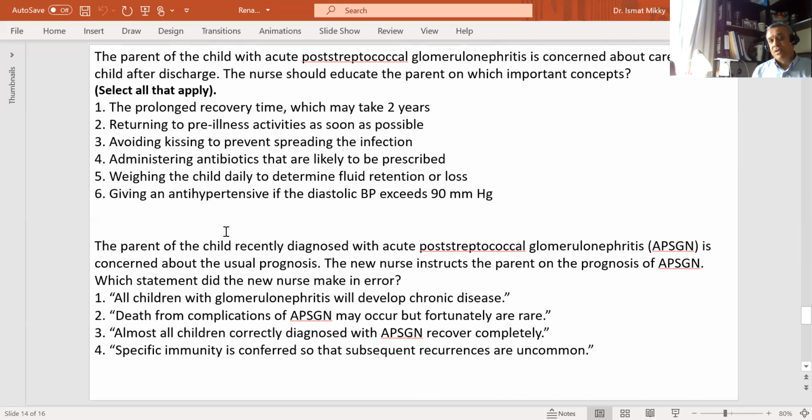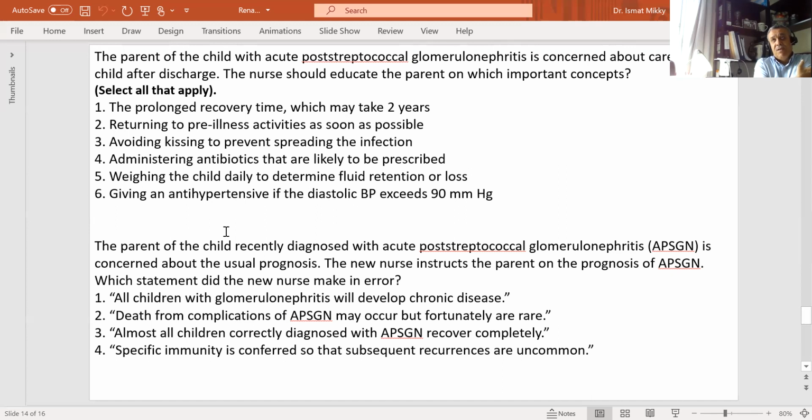Now it's post-streptococcal because most patients, and it's usually at the childhood age, like children who develop this, once they develop an upper respiratory tract infection or any strep infection, it will travel to the kidneys and cause this autoimmune disease. So the answer would be 1, the prolonged recovery.